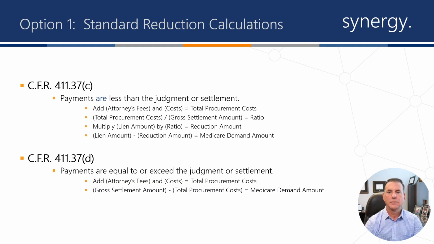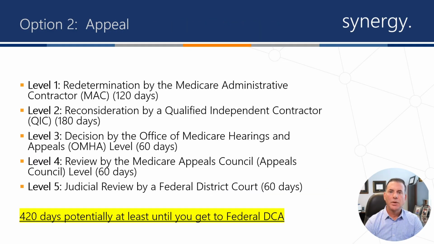So as I said on the previous slide, the first option is simply to pay after you've done verification and audit, taking off unrelated claims, and then using one of the two formulas, depending on which one's applicable, under these two particular regulations that reduce the lien based on a procurement cost reduction basis. So option 2 was appeal.